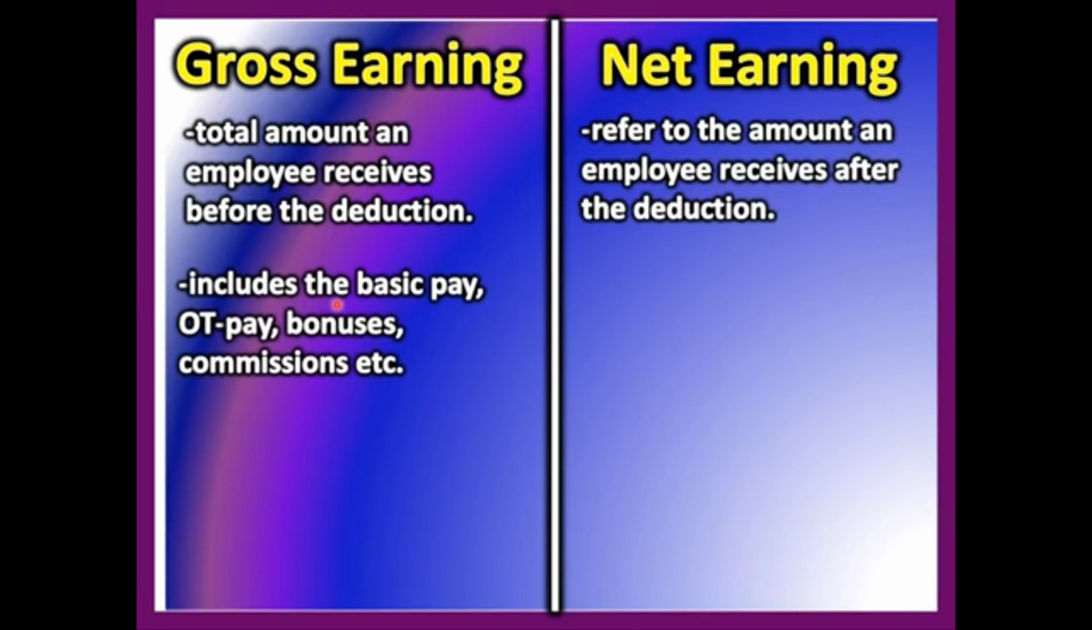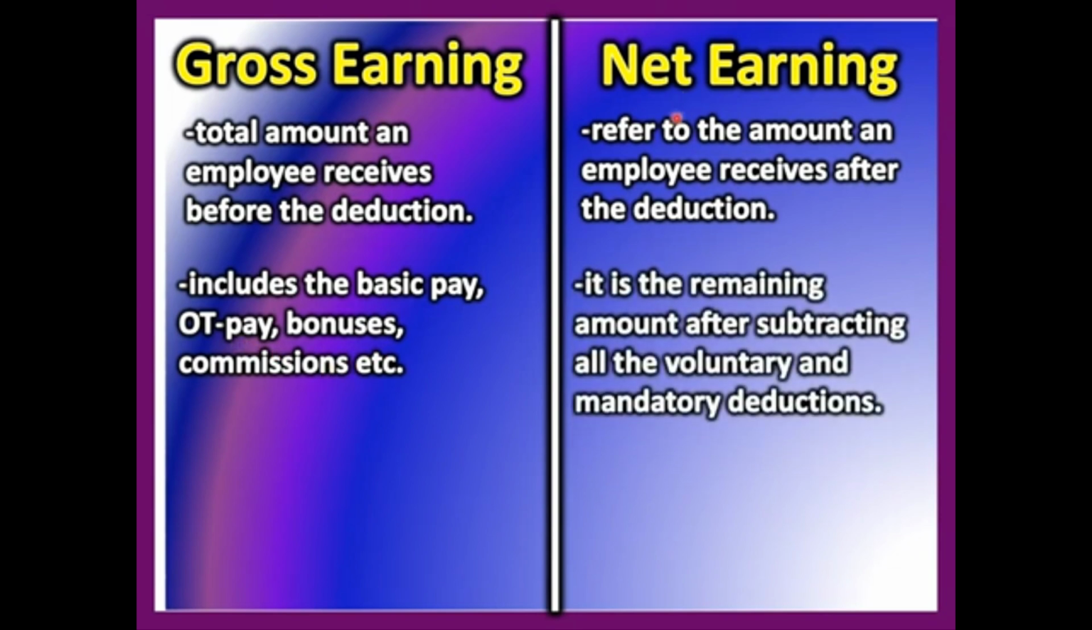Gross earning includes the basic pay, OT pay or overtime pay, bonuses, commissions, etc. While net earning is the remaining amount after subtracting all the voluntary and mandatory deductions. For the voluntary deductions, examples are life insurance, loans, etc. But in mandatory deductions, these are income tax, the SSS or GSIS, the PhilHealth, and others.